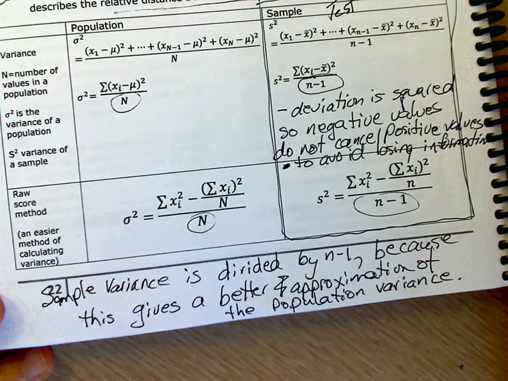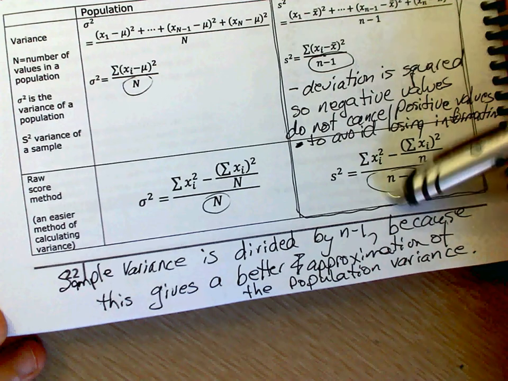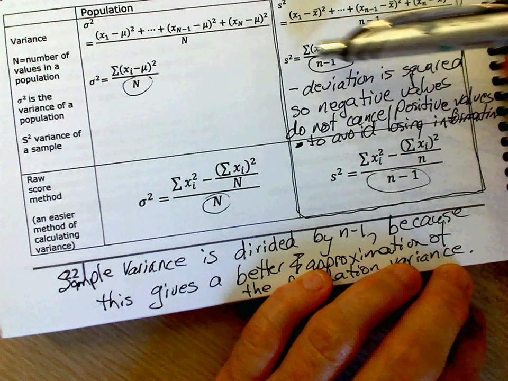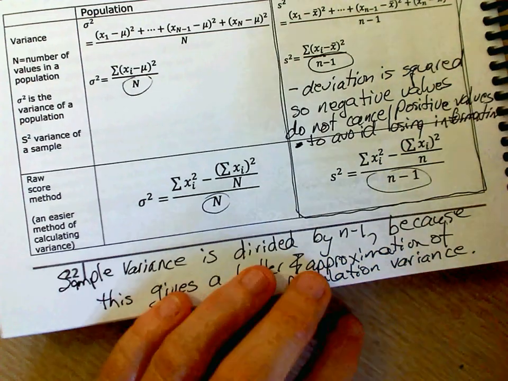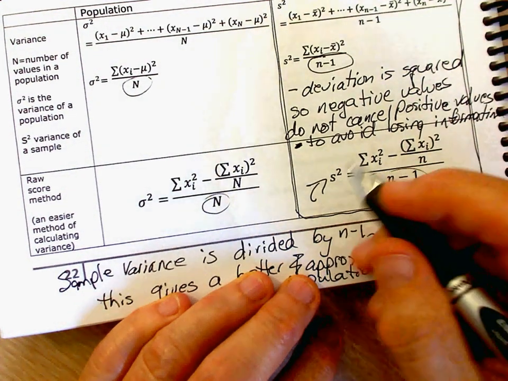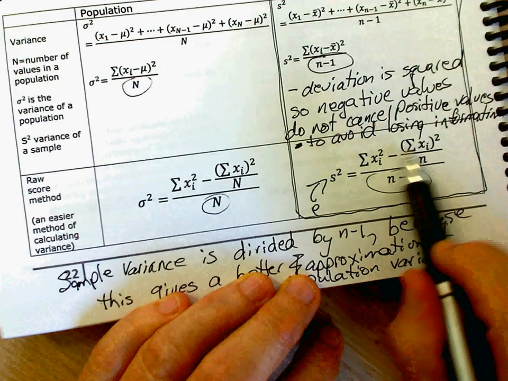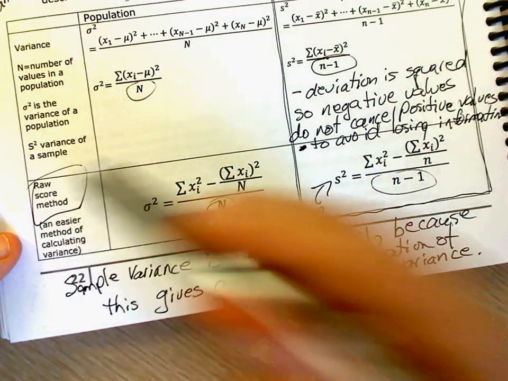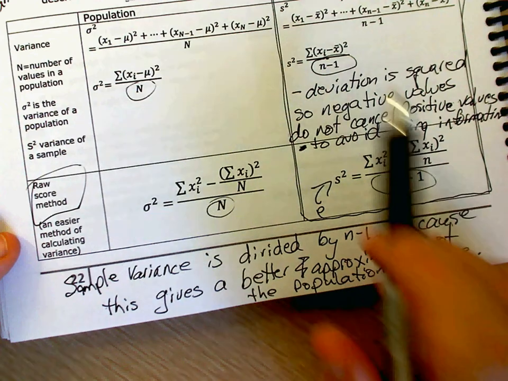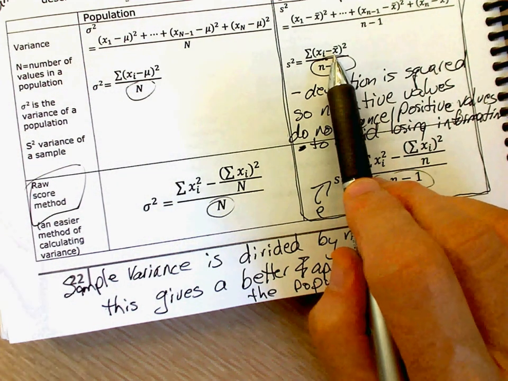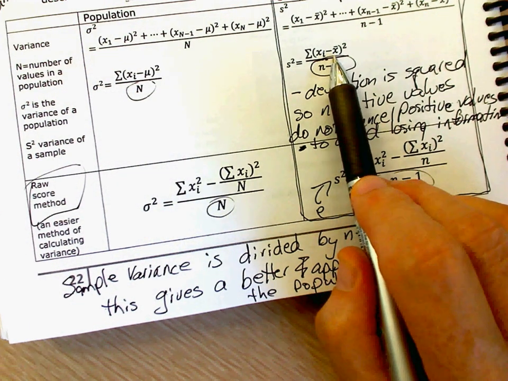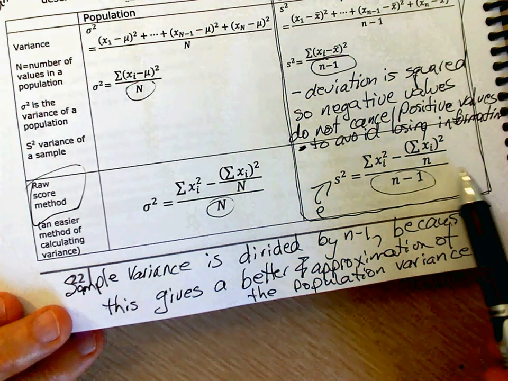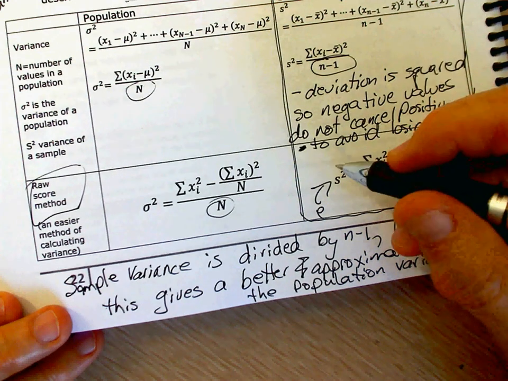Okay, notice there are two calculations. These two calculations will give you the same answer. This one is easier to calculate because you're not using the mean. They call this the raw score method, and you're not using the mean. Here you're using the mean, and if your mean is rounded to 10 decimal places, it's a headache. But here you need the mean, so it's just the easier calculation.